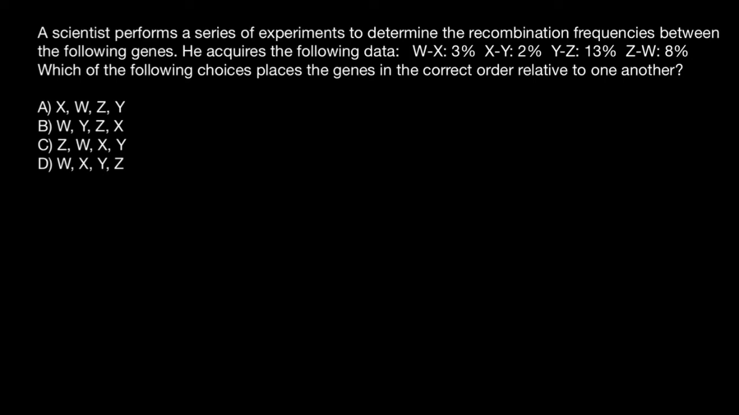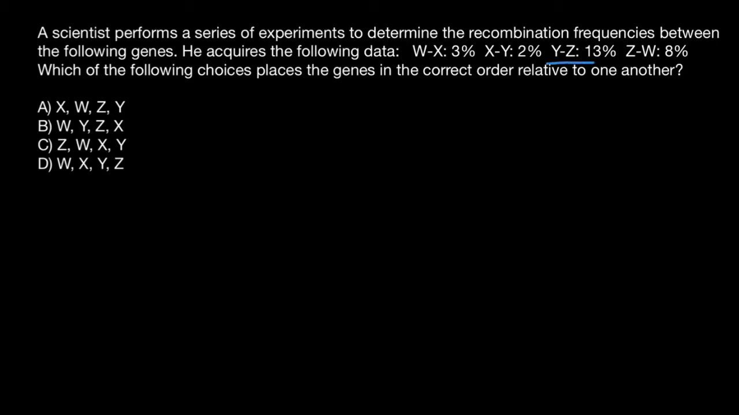Everyone can solve this type of problem. The only problem here is the most efficient way we can do it, and this is exactly what I want to show you today. First of all, let's find the two genes with the greatest distance between them. This is going to be Y and Z with 13% recombination frequency. That means between Y and Z we have the greatest distance compared with the other pairs.